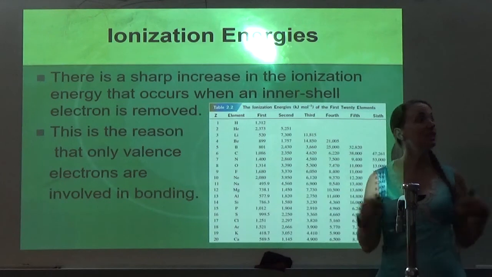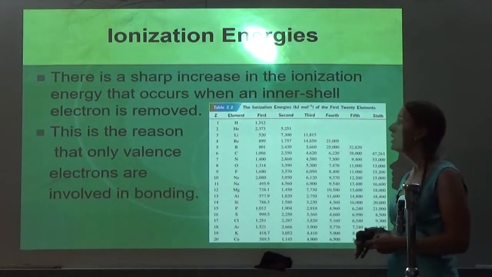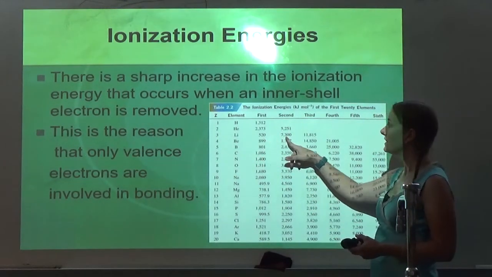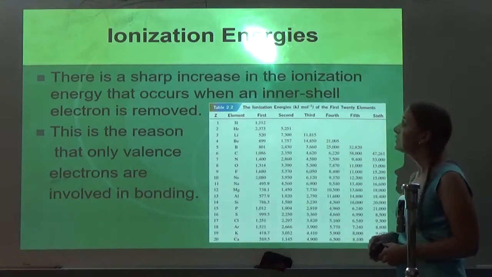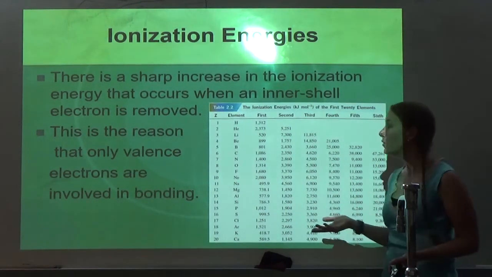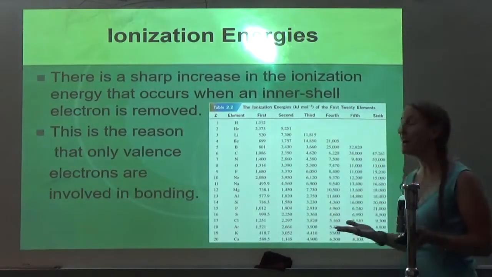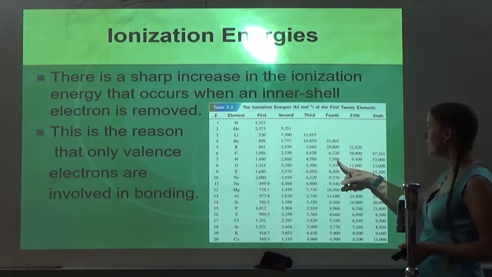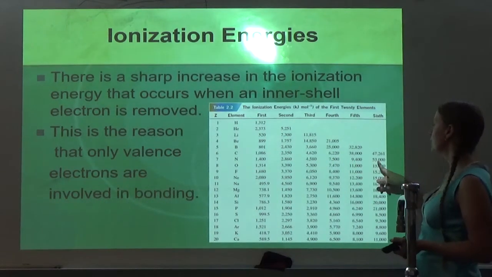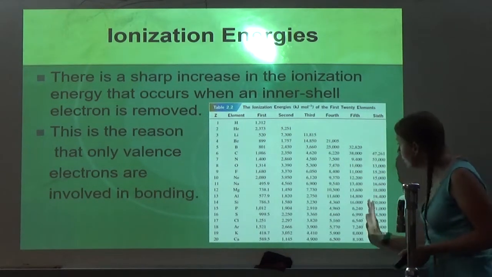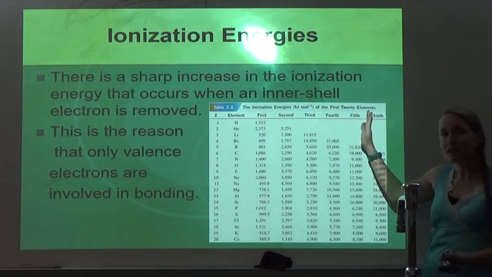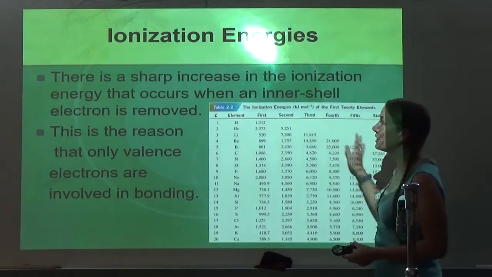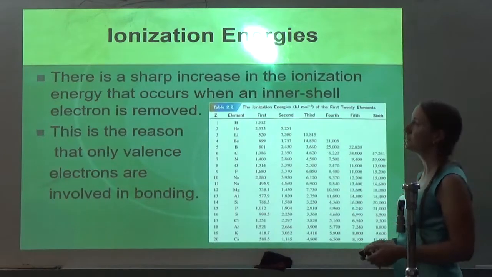If we pick something else like lithium, lithium has 1 valence electron. So I should see a huge jump just between the first and the second, which I do. The first one is 520, the second one is 7,300. That can let you know how many valence electrons it has. For example, nitrogen has 5 valence electrons. So we have 1,400, 2,800, 4,500, 7,500, 9,400, and then it jumps to 53,000. Why does it jump there? Because we've removed all 5 of the valence electrons, and now the 53,000 is a core electron. So if you know ionization energies, you should be able to tell how many valence electrons something has.